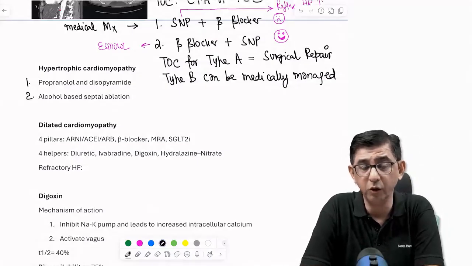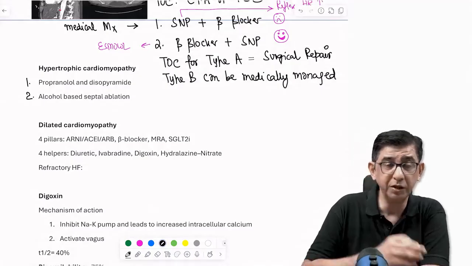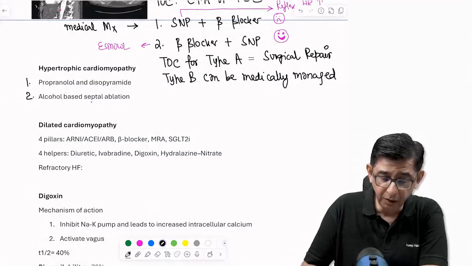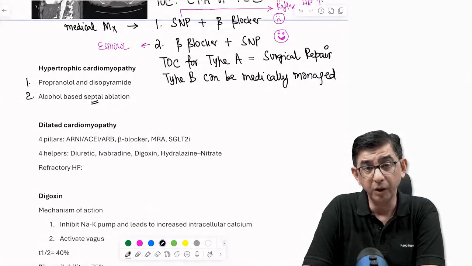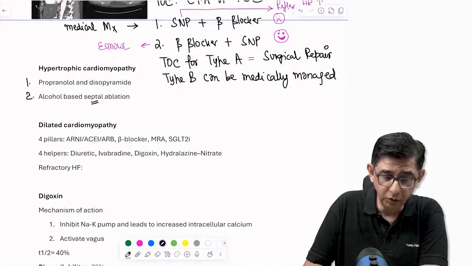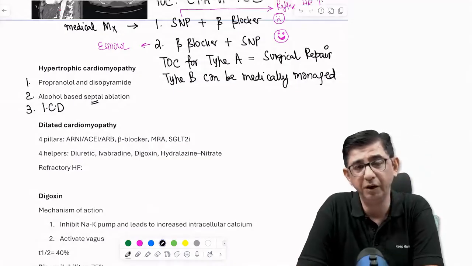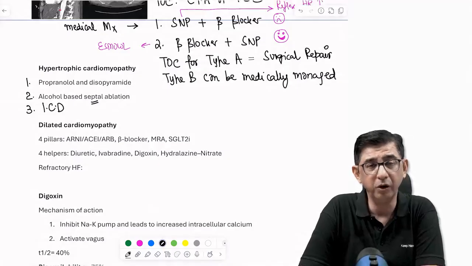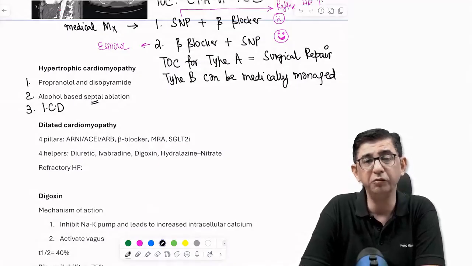That is in the form of alcohol-based septal ablation, because these patients have interventricular septal hypertrophy. That septum will consume more oxygen, and thereby it will cause ischemia in the heart that can trigger an arrhythmia. So because I know that these patients can die from an arrhythmia like ventricular fibrillation or ventricular tachycardia, I would also suggest these patients get an ICD deployed, that is implantable cardioverter defibrillator.